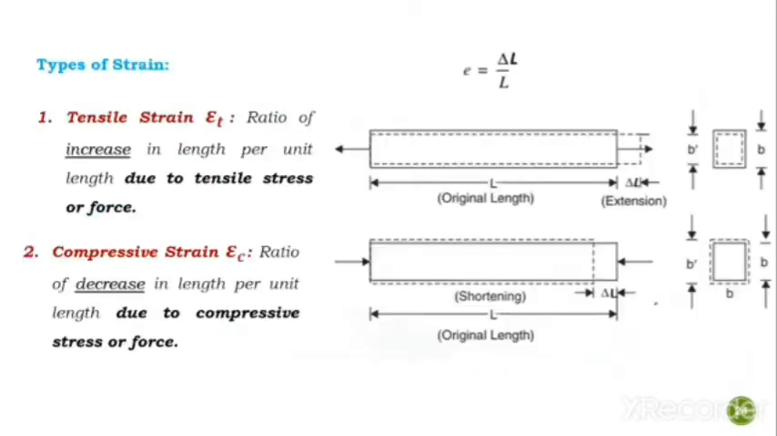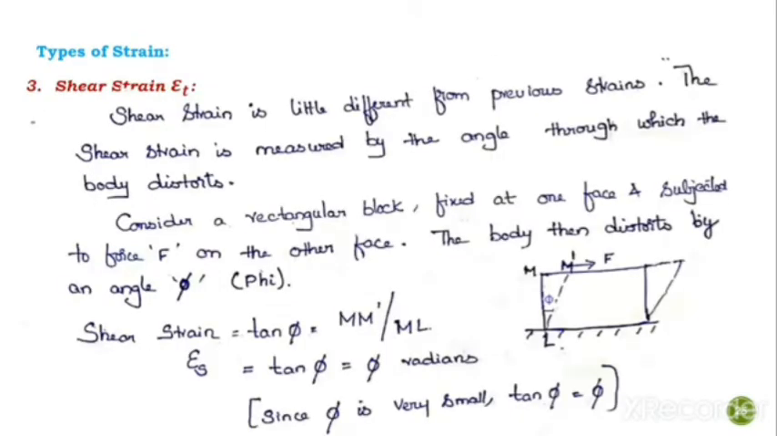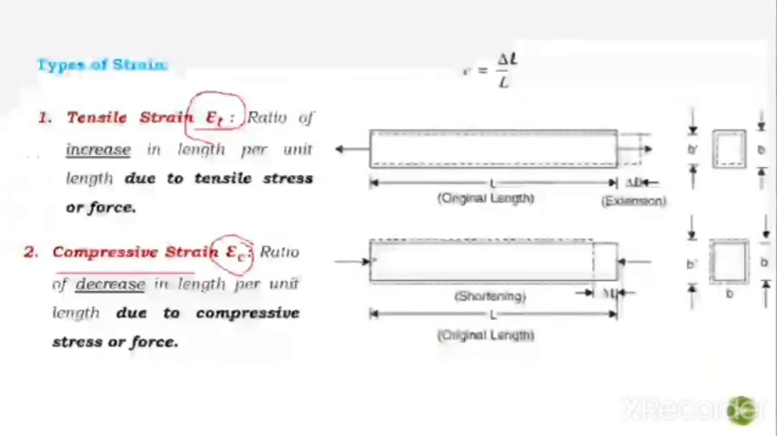Now let us see the types of strains in a body. The first one is tensile strain, which is denoted by epsilon T. Compressive strain, epsilon c, and also shear strain, epsilon t. So we have three types of strains here. Coming to strain: strain is nothing but change in length over original length, and that change in length is because of the externally applied load or stress.